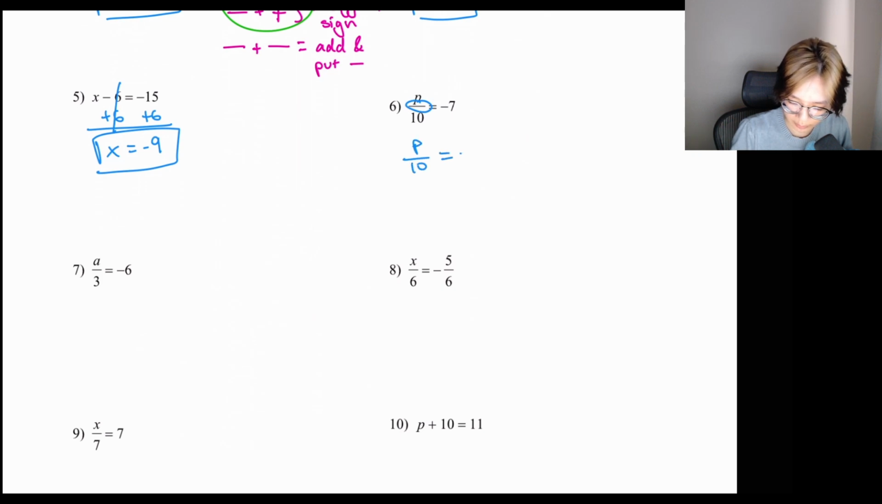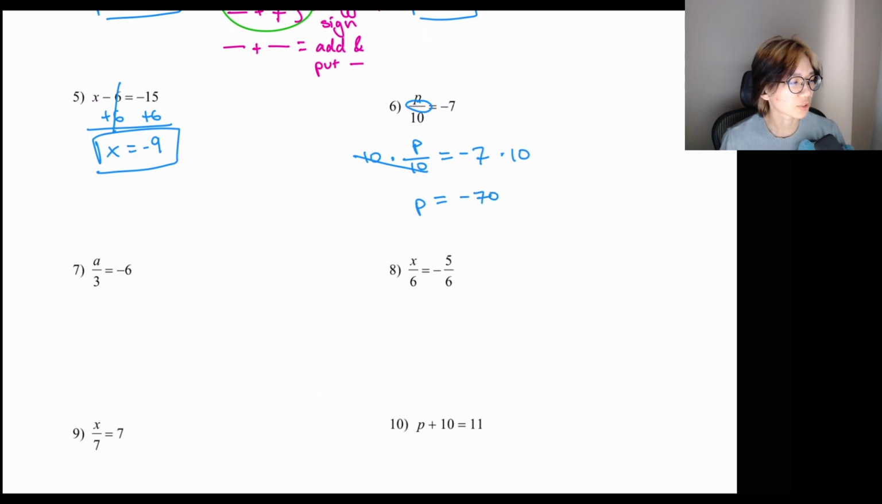P over 10 equals negative 7. We're going to multiply by the number we're trying to get rid of. So we multiply both sides by 10. That cancels out. P equals negative 70. It is negative because, just like for division, if the signs are different between the two numbers, the result is negative. We have one negative and one positive number, positive 10, negative 7, so negative 70.